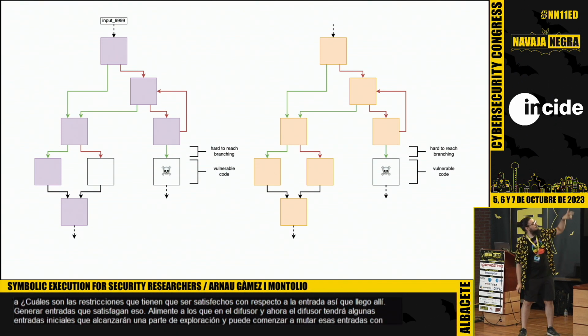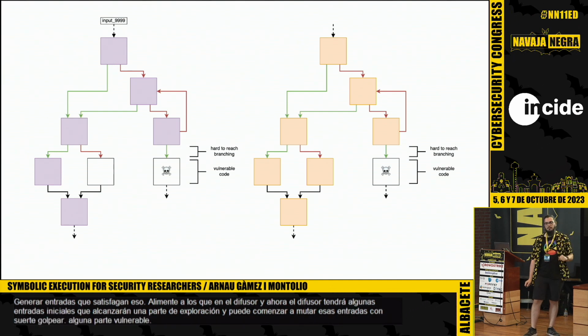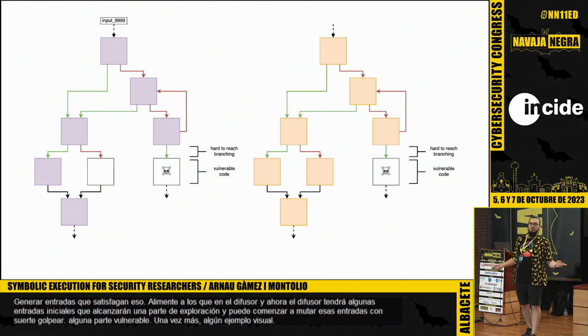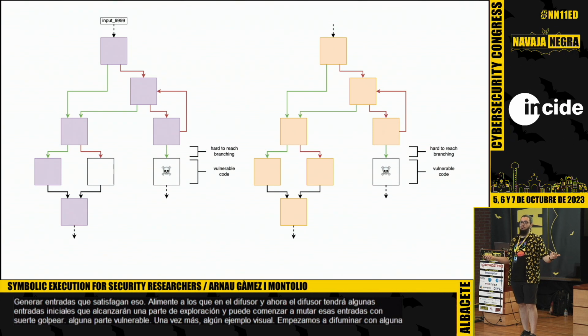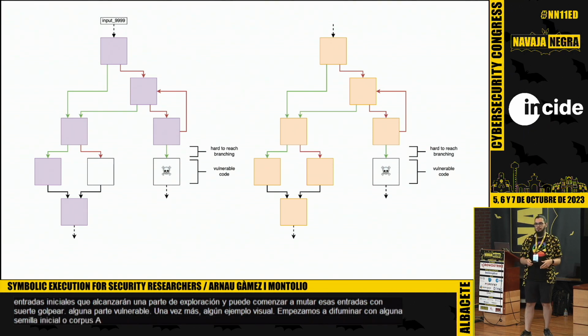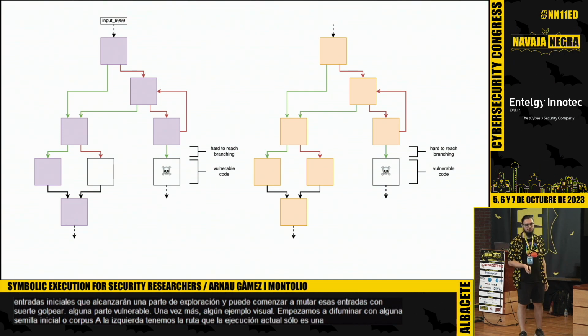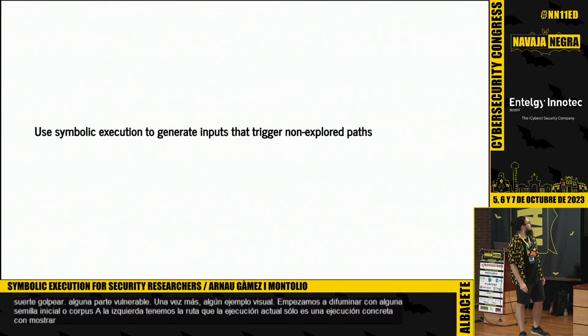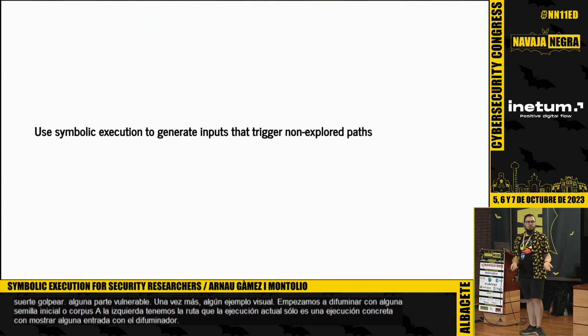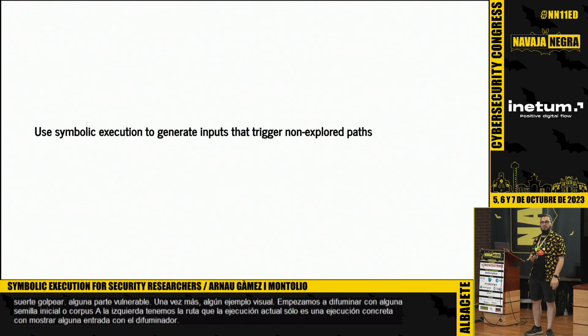But there is a really hard to reach branching, because arriving at this vulnerable code requires a very convoluted constraint, a very hard condition that is not easy to trigger by random or dumb mutation, okay? So what is the idea? Well, let's use symbolic execution to generate some inputs that trigger those non-explored paths.